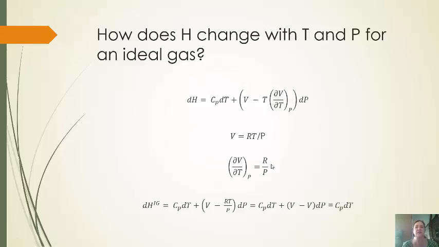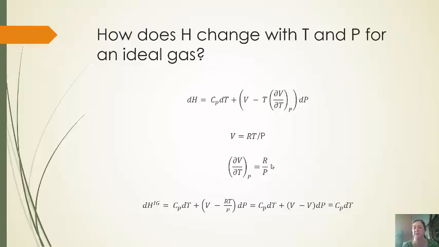The other thing that's interesting to do is look and see what happens if I apply this rule to an ideal gas. It's a simple case where I can do the differentiation of the ideal gas law. For an ideal gas, V is RT over P, and the derivative of V with respect to temperature, while pressure is constant, now R is always constant, so R and P are constant.